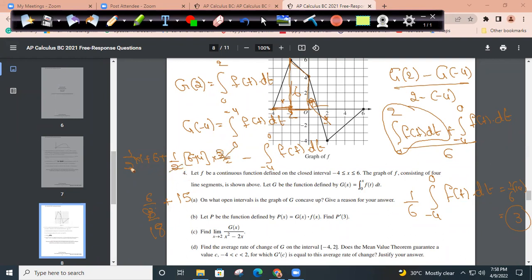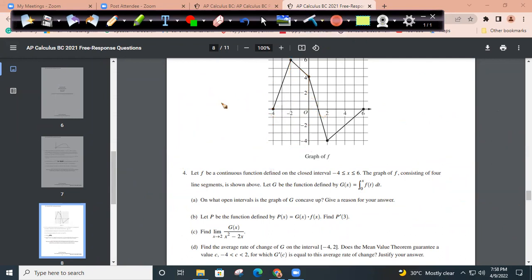So this is half into 2 into 6, which is 3 plus 13. Sorry, a small mistake is there. So g of 2 minus g of -4 by 6. G of 2 is 0. Now g of -4 is integral of 0 to -4. That can be written as, finally we came up with 1 by 6 integral of -4 to 0 f of t dt. That is what we have come up with.